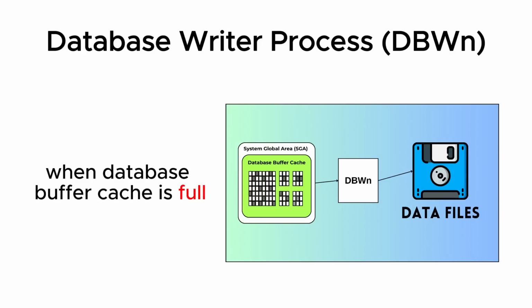First, when the buffer cache is used heavily, the database cannot find a reusable buffer. In this case, the database wants to write the least recently used or dirty pages to disk. It runs the database writer process to write to the disk.